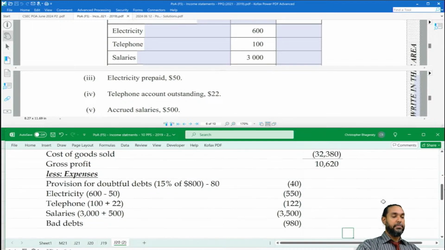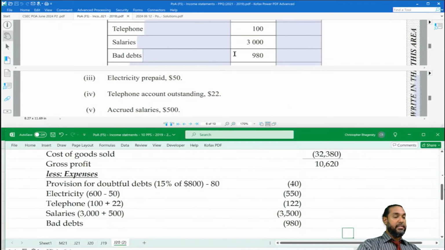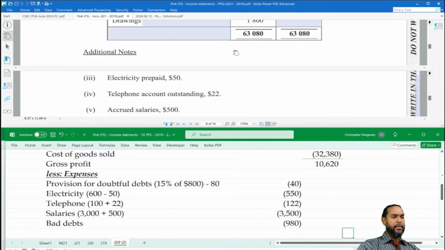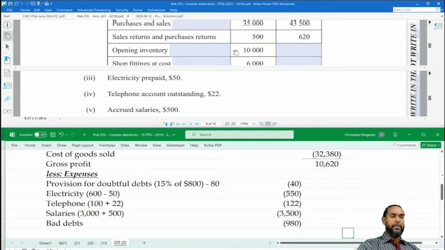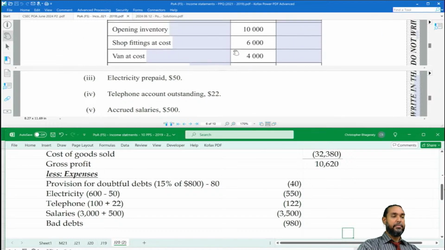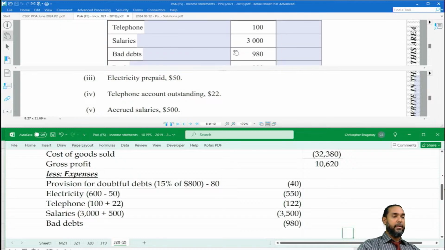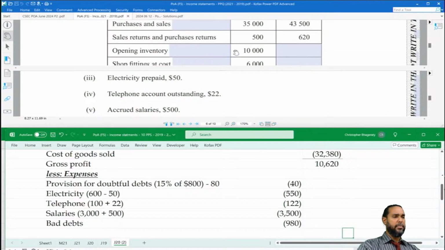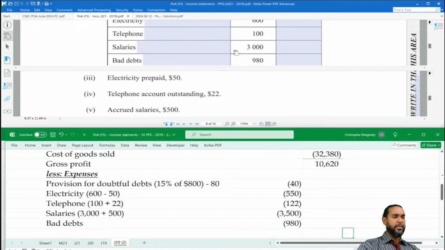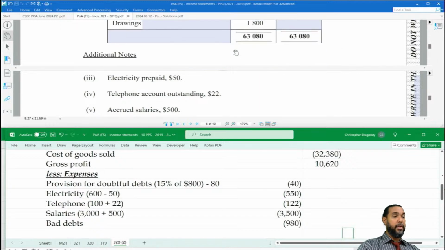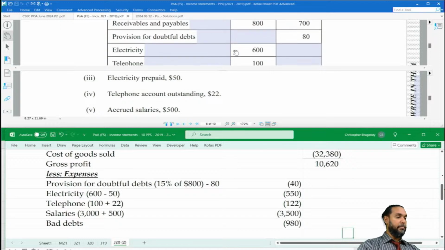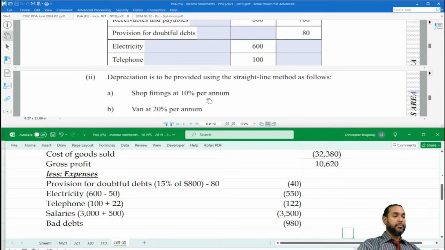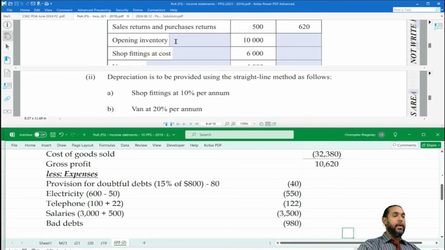Right. Now the bad debts item was given to us as an expense. You can write it off as such. Oh, depreciation. I was like, wait, there's still something missing. Where are they? Van. I feel like I'm missing something. All right, hold on. Right, so check it. Oh, shop fittings. Okay, cool.